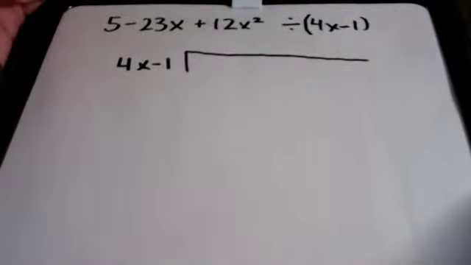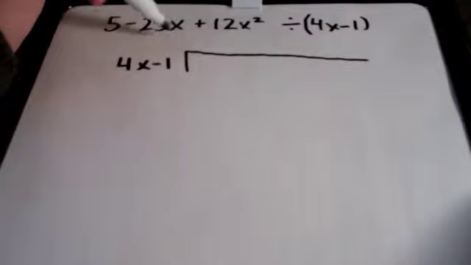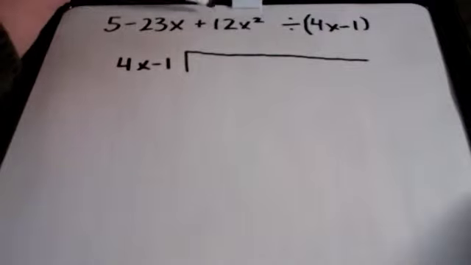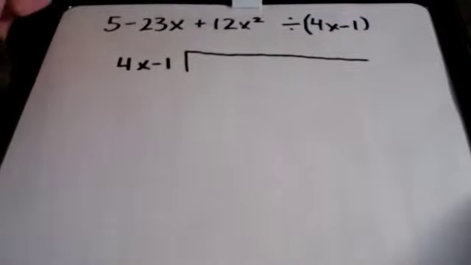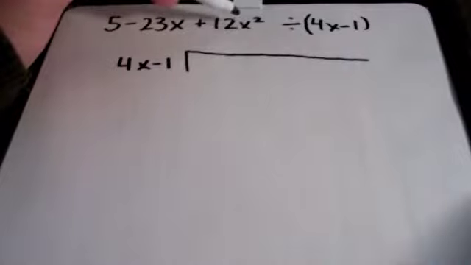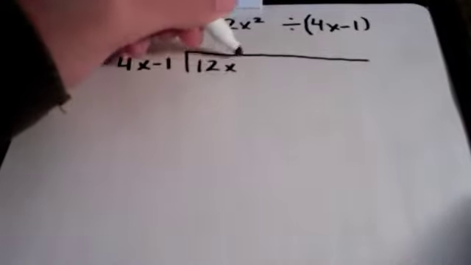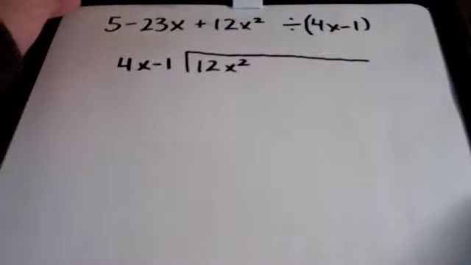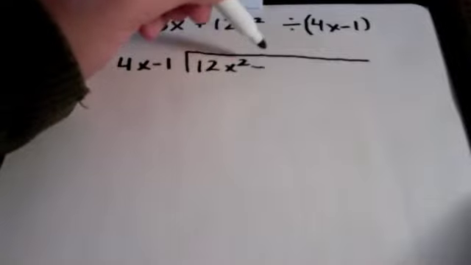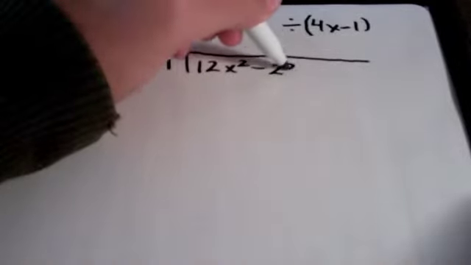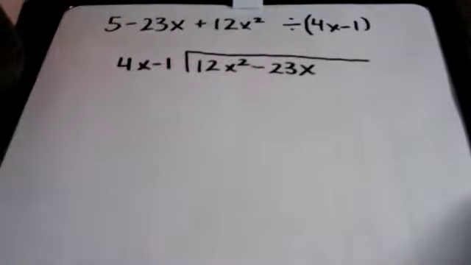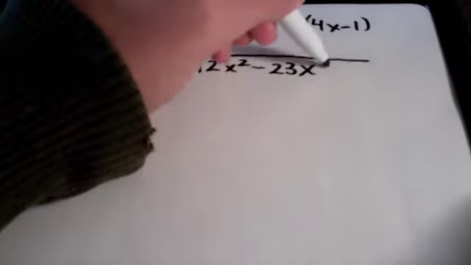and inside the house we put the dividend polynomial in standard form. So our greatest power is x squared, so we'll start with that, and it's positive, so we'll have 12x squared. Then we look for x to the first, which is over here. It's minus 23x. And finally we have a positive 5, so we add that.